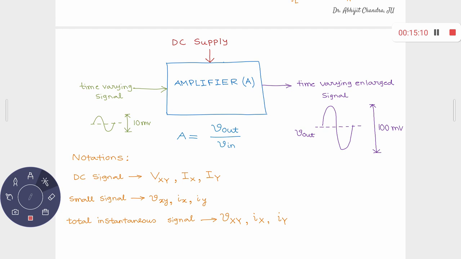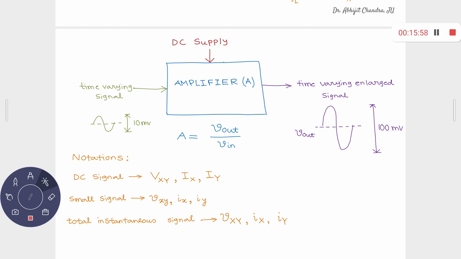Whenever I consider a small signal or time varying signal, all of them are represented in small letters: small v, small i. And whenever I consider the total instantaneous signal, meaning a signal which contains both the DC part as well as the time varying part, the variable is represented by a small letter and the subscript by a capital letter. These are the notations which we are going to use in the subsequent analysis.